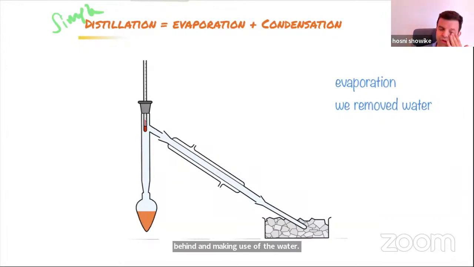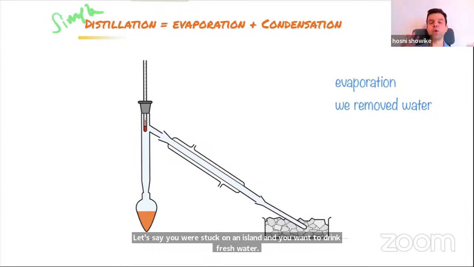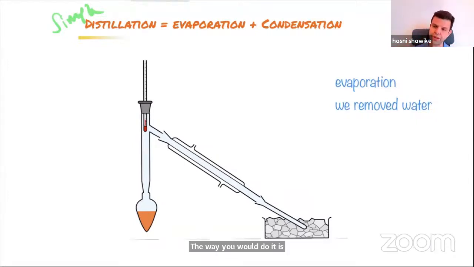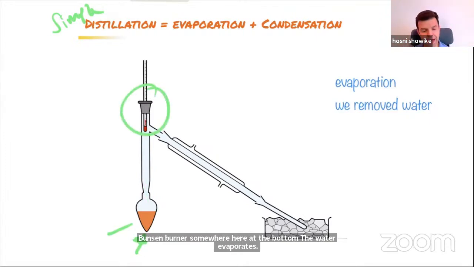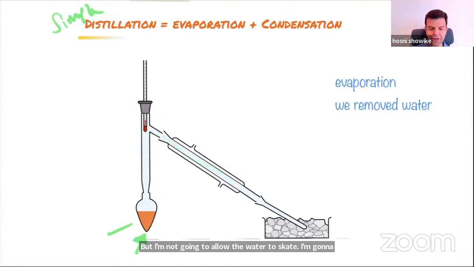This is something you would do to get drinking water. Let's say you were stuck on an island and you want to drink fresh water. The way you would do it is called simple distillation. Basically, distillation is two things. You would evaporate and then you will condense. So you evaporate the water, but don't stop there. You're going to cool down the vapor and have that water again. So to do so, what do I need? That's the mixture. I'll heat it up here at the bottom, so you'll have a Bunsen burner somewhere here at the bottom. The water evaporates, but I'm not going to allow the water to escape. I'm going to run the water vapor into this thing I have here. You know what I'm going to call that thing? I call it a condenser.